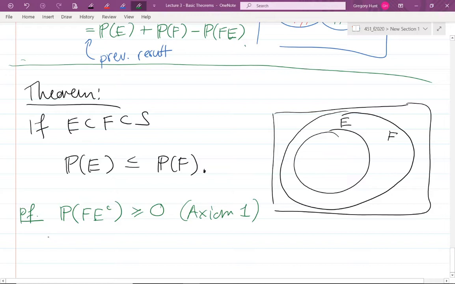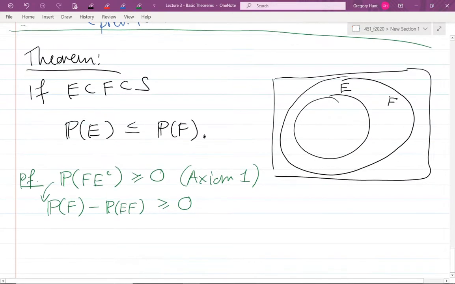But we know that we can write the probability of FE complement as the probability of F minus the probability of E intersect F. And so going from line 1 to 2 there, we use that previous result, and that thing better be bigger than or equal to 0. We can do a little bit of a rearrange here. And this says that the probability of EF is less than or equal to the probability of F.